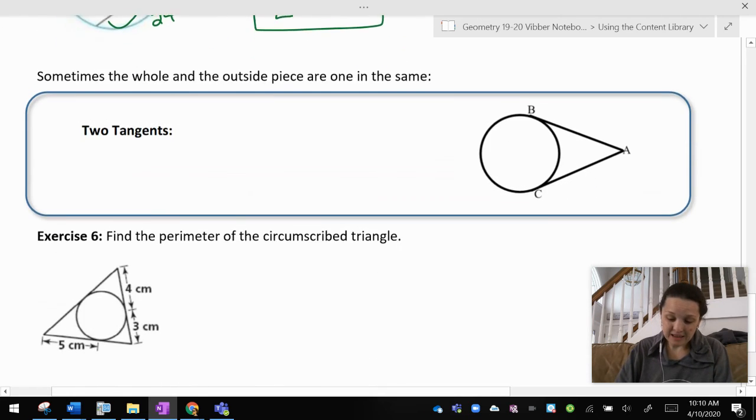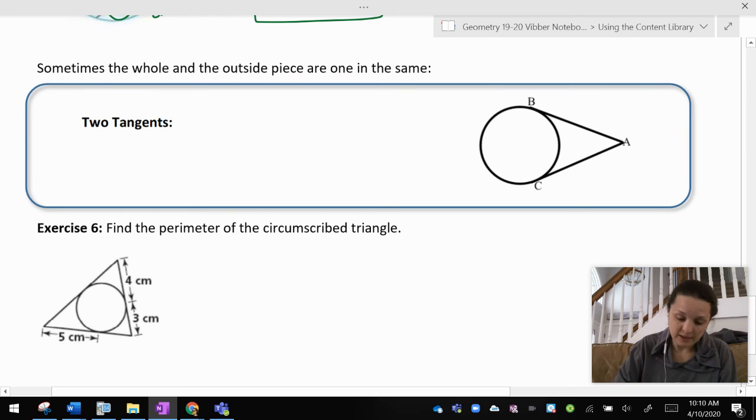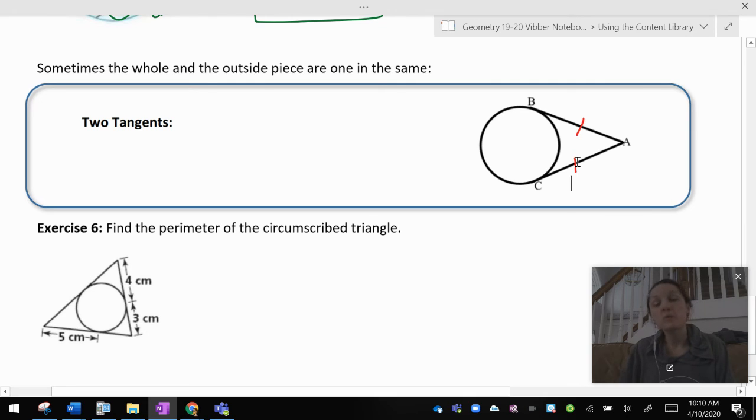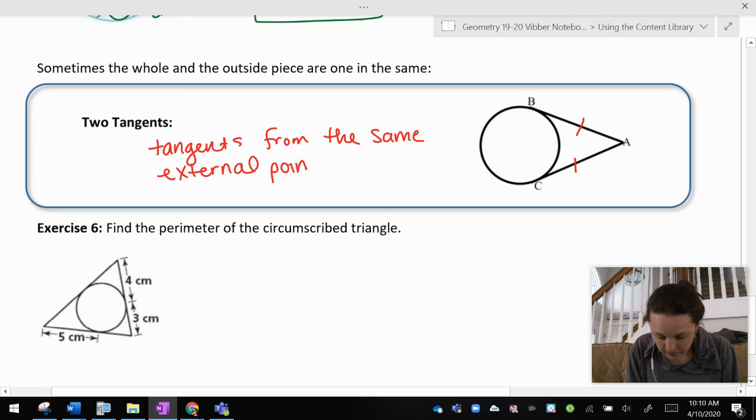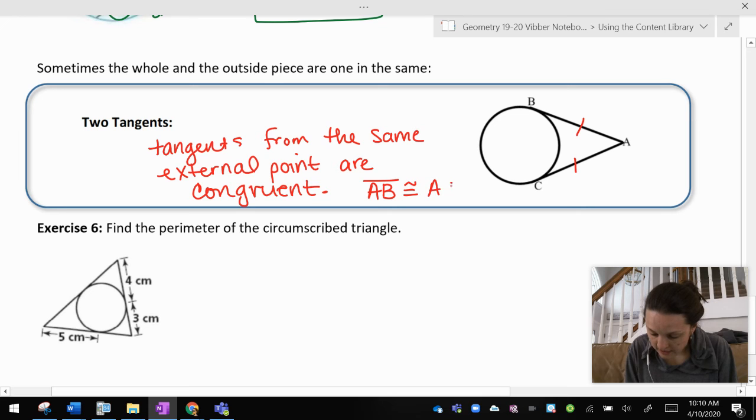Okay? And the nice part is I saved the easiest one for last this time rather than putting the easy thing in the beginning. What if they're both tangents? Easy. They're equal. If you have two tangents, they are always going to be equal to each other. So tangents from the same external point are congruent. So in this case, that means AB is congruent to AC.